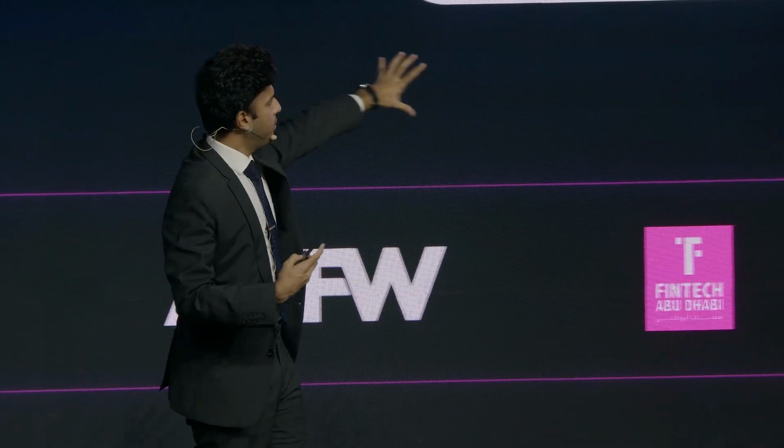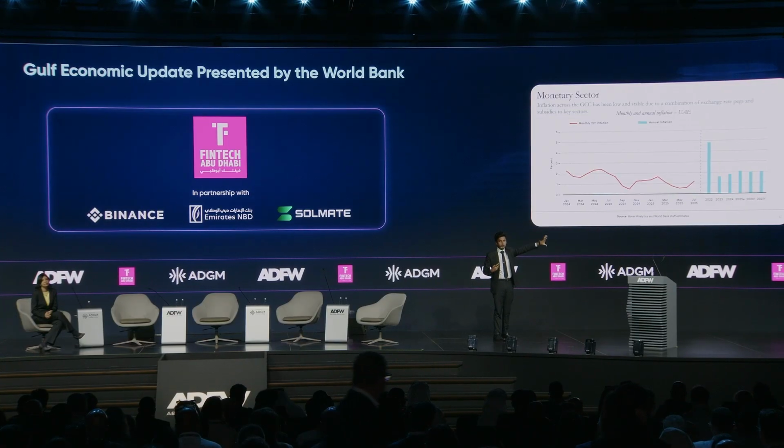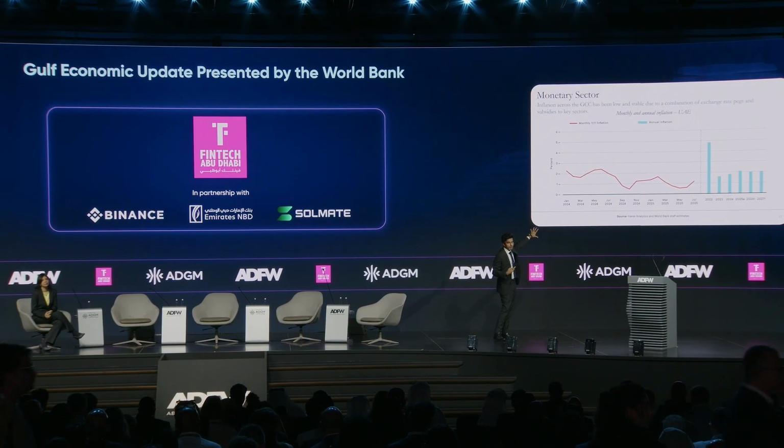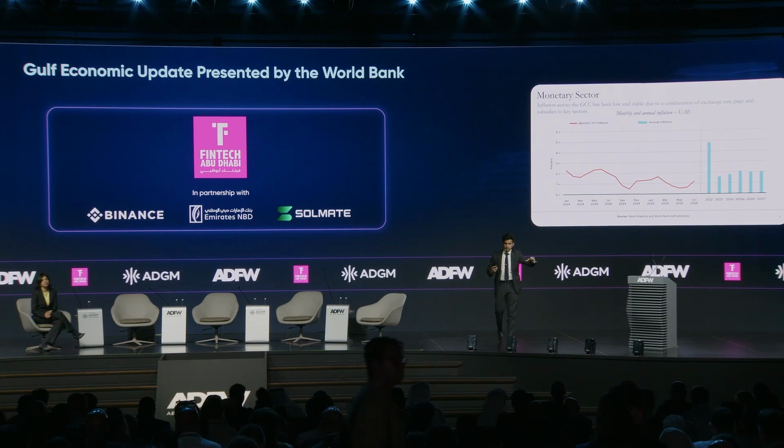On this chart, I'm showing you a very simple statistic, which is monthly inflation numbers as well as annual inflation numbers. And what you'll notice is that monthly inflation numbers throughout GCC economies have been low and stable. The reason is that there are some targeted subsidies to fiscal sectors as well as an exchange rate peg with the US dollar, which constrains monetary policy somewhat, which is, of course, good news.